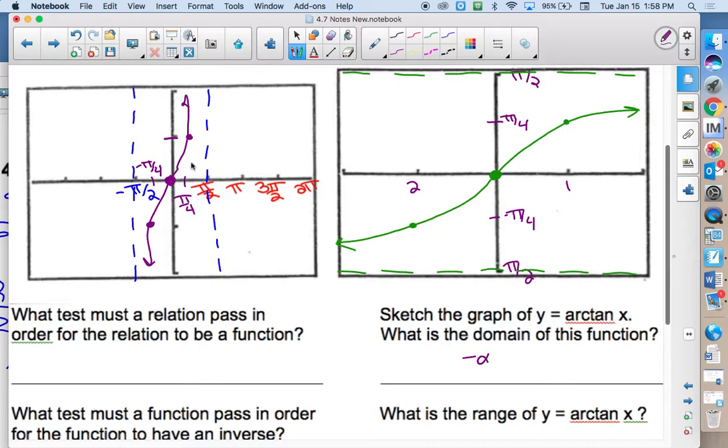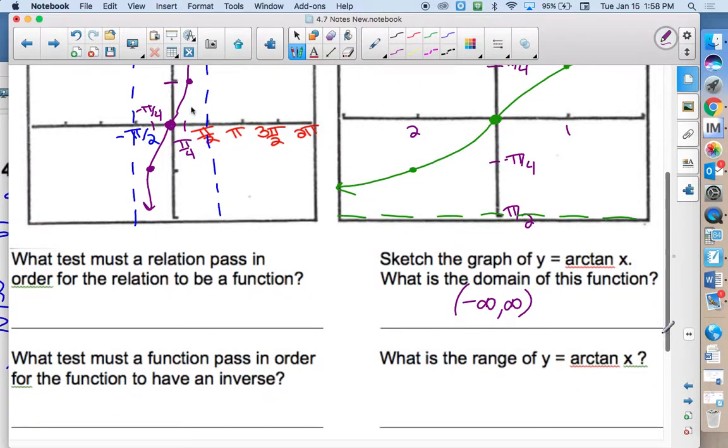So this domain is negative infinity to positive infinity because it goes on forever. It skims along the asymptotes. But the range is negative pi over 2 to pi over 2 with parentheses instead of brackets.